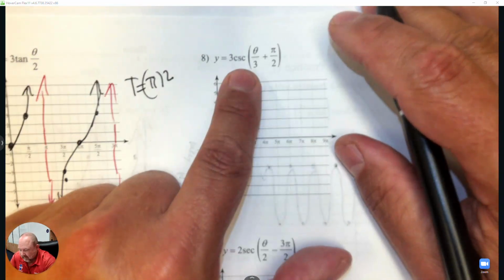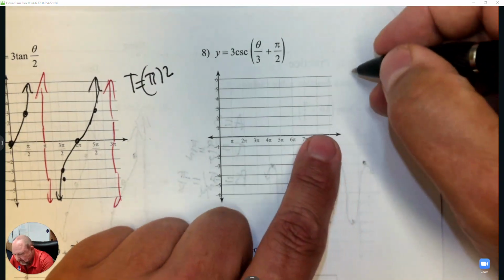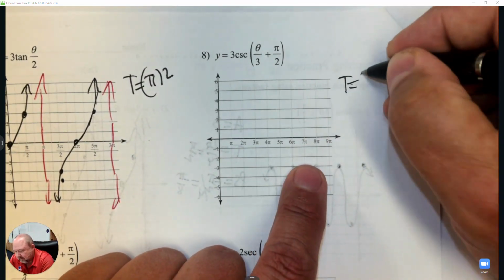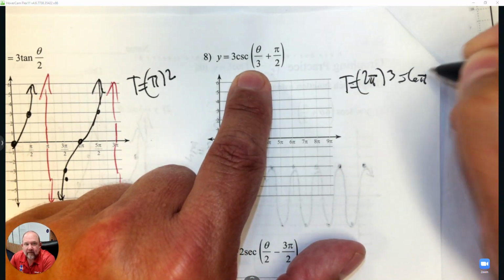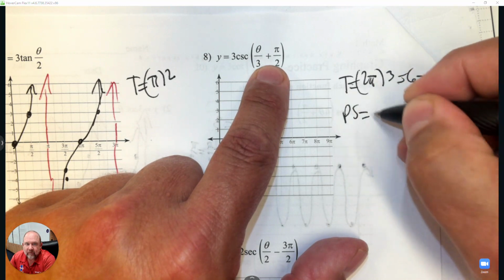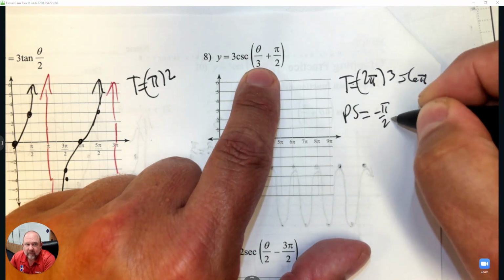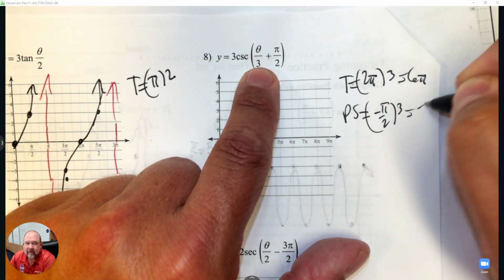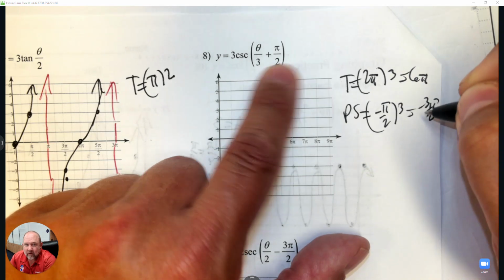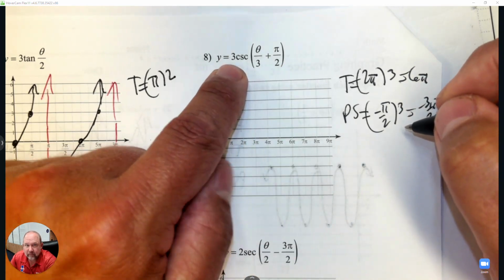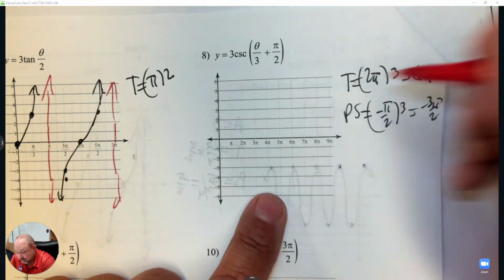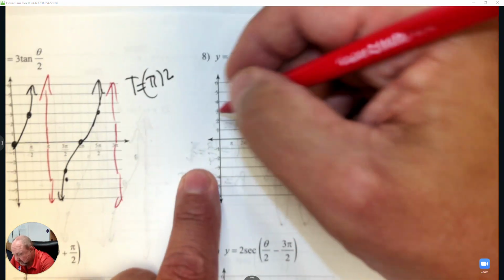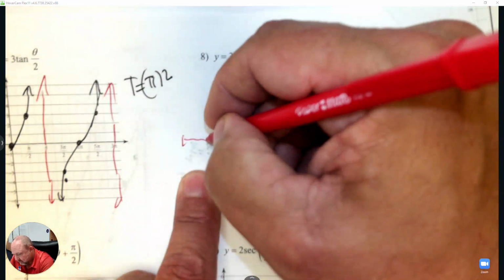All right, cosecant. This one has a few things to it. So the period is 2 pi times 3, which is 6 pi. We do have a phase shift, so it's going to be -pi/2 times 3, so that's -3 pi/2. Our midline is 0, and this tells me where the vertices are. So at -3 pi/2, we'll have a vertex. So that's -1.5.